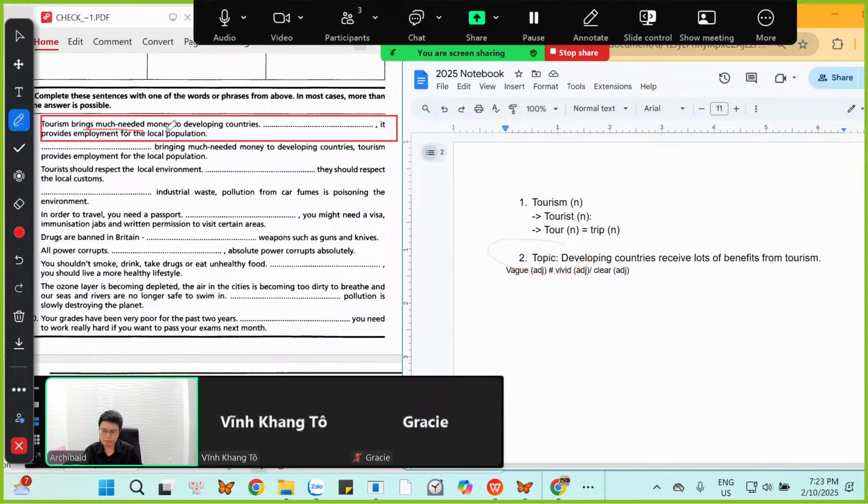So here we have a topic like this. Tourism brings benefits, money to developing countries. What do developing countries have that attract tourists from all over the world? And why is tourism beneficial for developing countries?